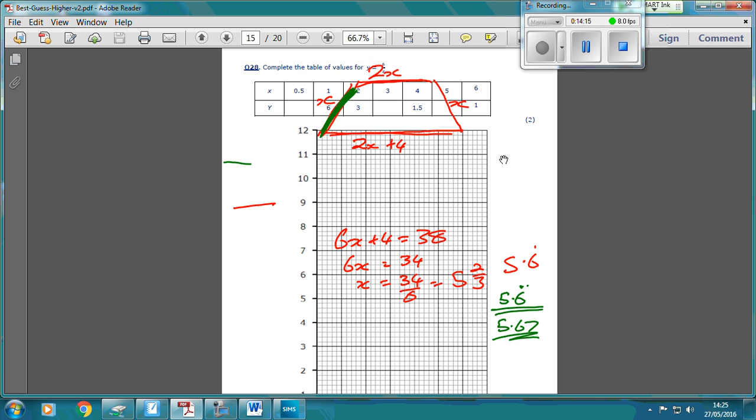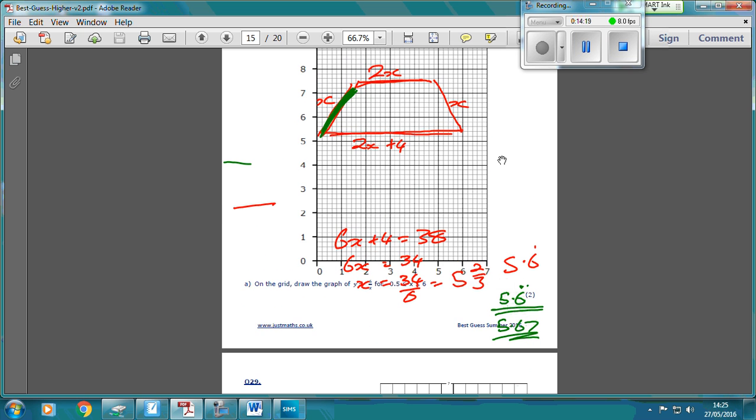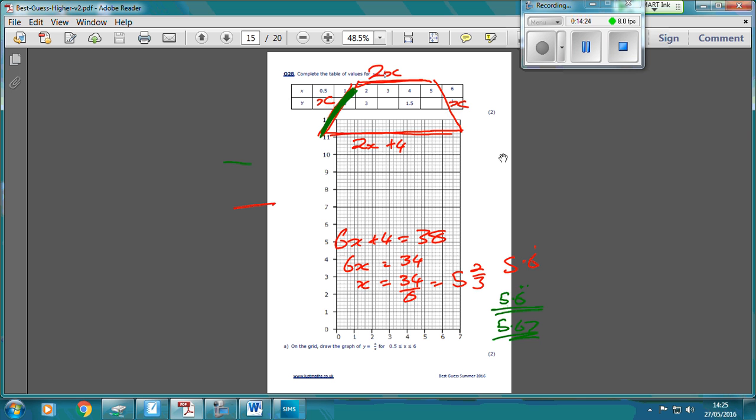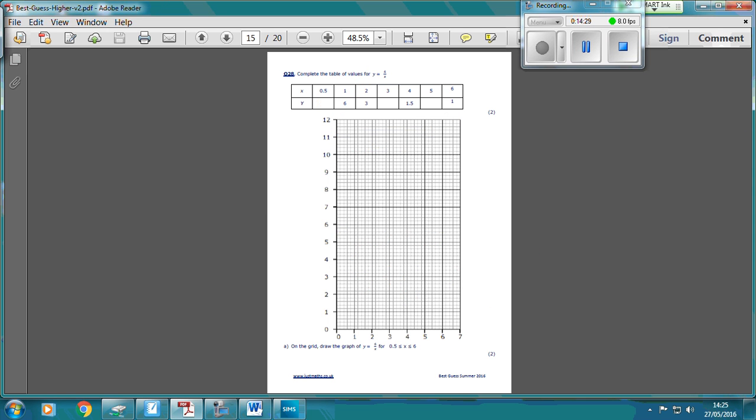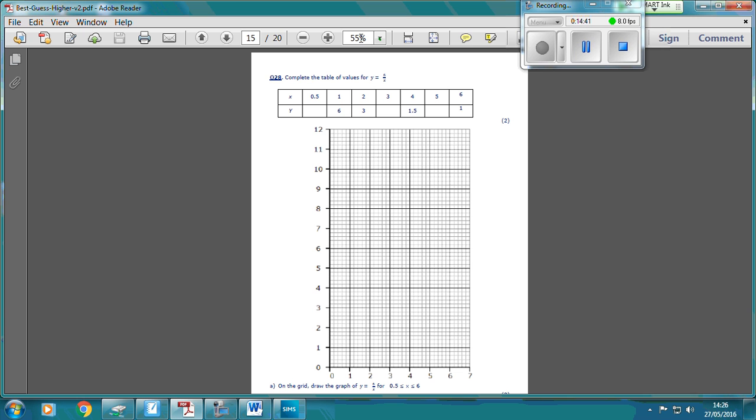Okay, next question. We've got to complete the table, and then we've got to draw the graph for this. So hopefully, oh, it's quite small. Let's see if we can make it a little bit bigger so we can see what's going on. Let's go 50%. Let's go 55%. Let's go 60%.